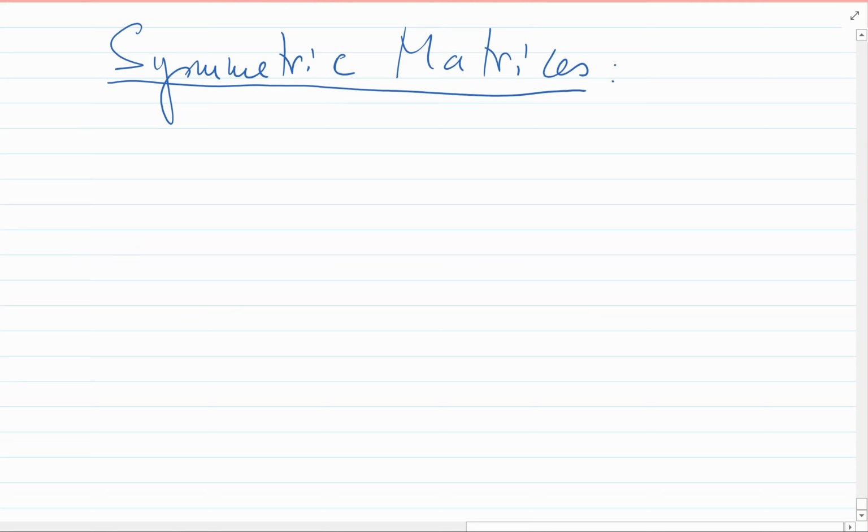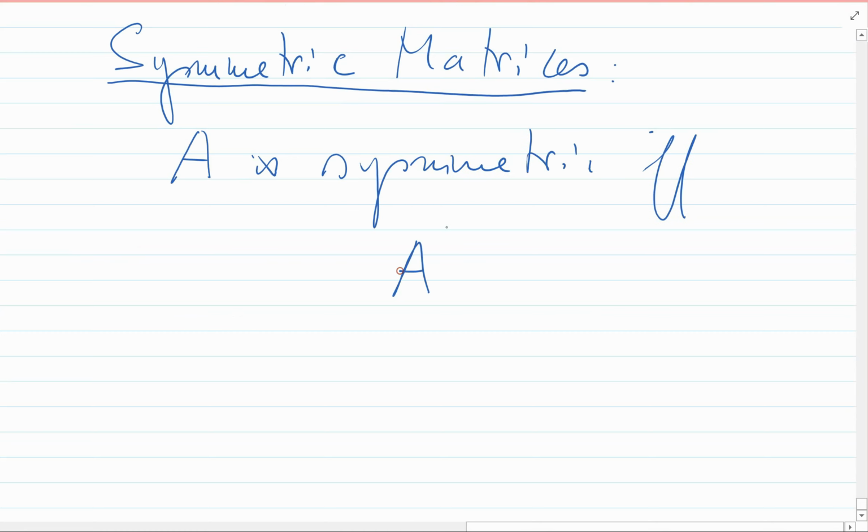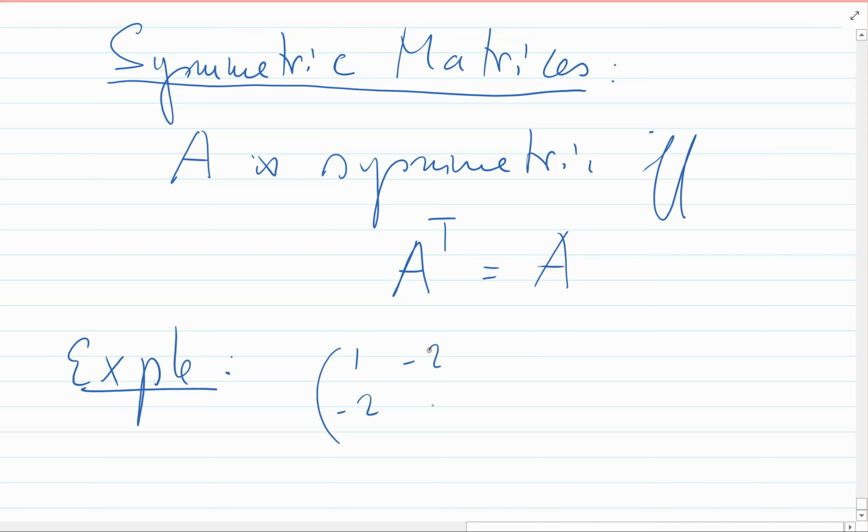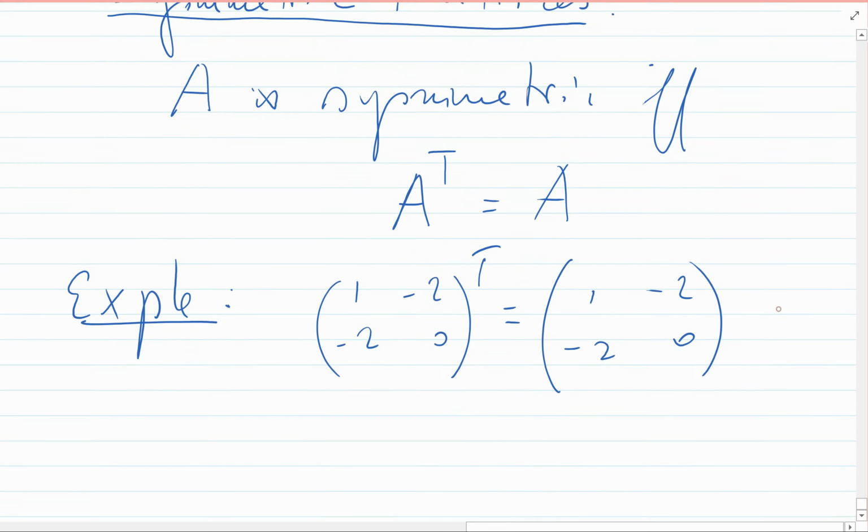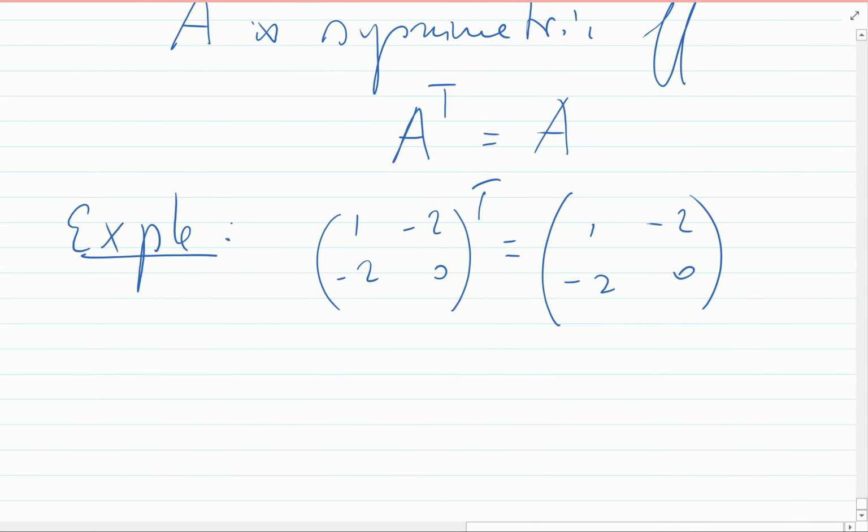In order for us to understand this, the definition first. A is symmetric if and only if A transpose is A. Example, it may sound like a dry definition. If we take the matrix 1, -2, -2, 0 and take the transpose, we will find 1, -2, -2, 0, because we are reflecting along the diagonal and the numbers are the same. So this is an example of this, and I'll leave it to you to come up with any size you want.